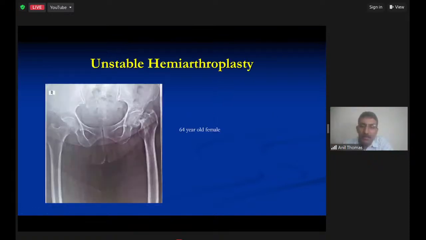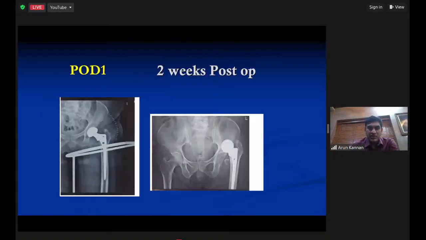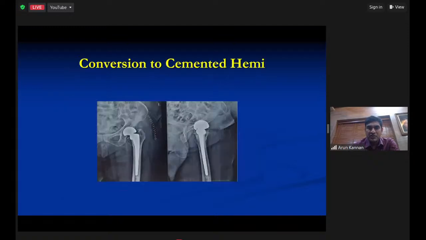Arun, yeah. A 64-year-old female had a simple femoral neck fracture. She initially had an uncemented non-modular bipolar done elsewhere. Within 2 weeks, you've seen that the stem has subsided and she dislocated. The initial surgeon then converted it into a cemented hemi to avoid the subsidence.